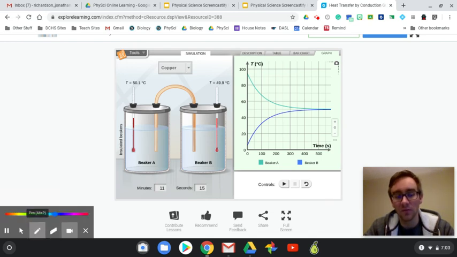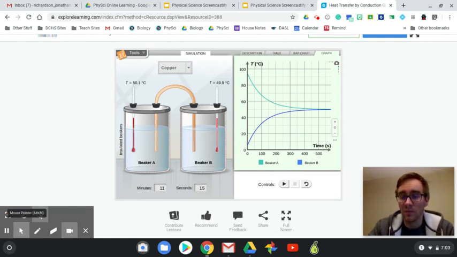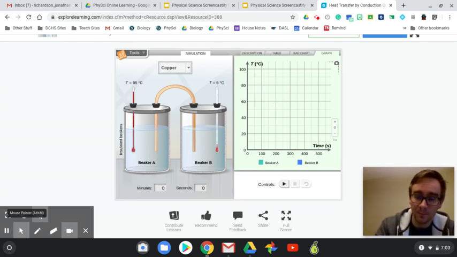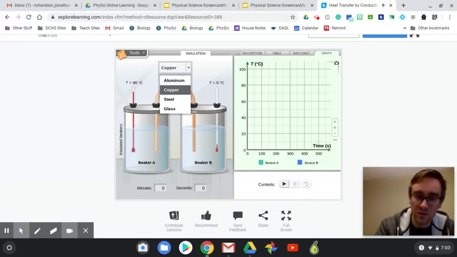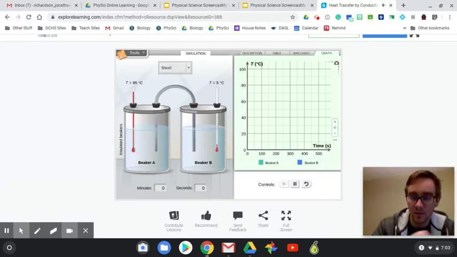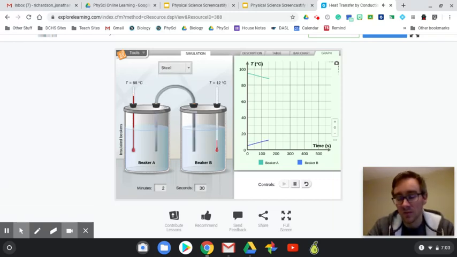These are all terms that you've probably heard before in science class. So for example, that was copper. That went pretty quickly. It took about 500 seconds for it to completely go to equilibrium. That was copper though. What if I chose steel? So we still see the transfer of energy here.